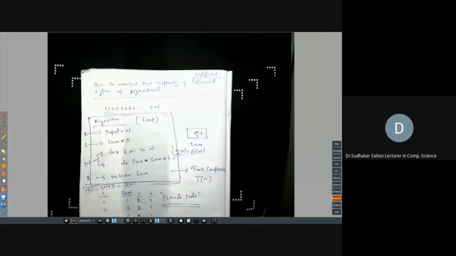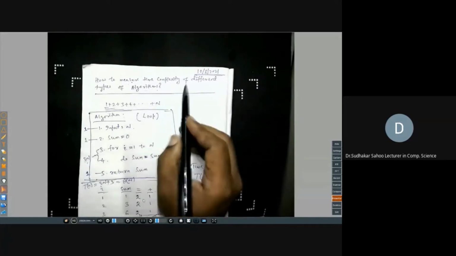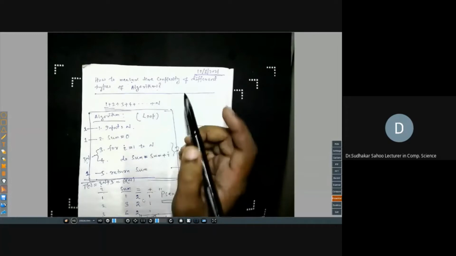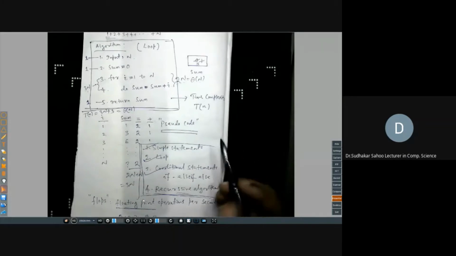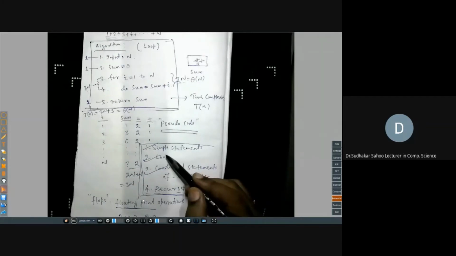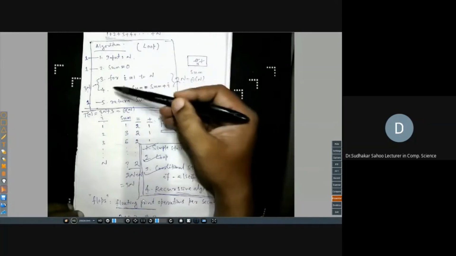Okay, so last time we discussed how to measure the time complexity of different types of algorithms, right? We have varieties of algorithms. Some algorithms may contain only simple statements. How do we find the time complexity? An algorithm, we know, is step-by-step instructions.